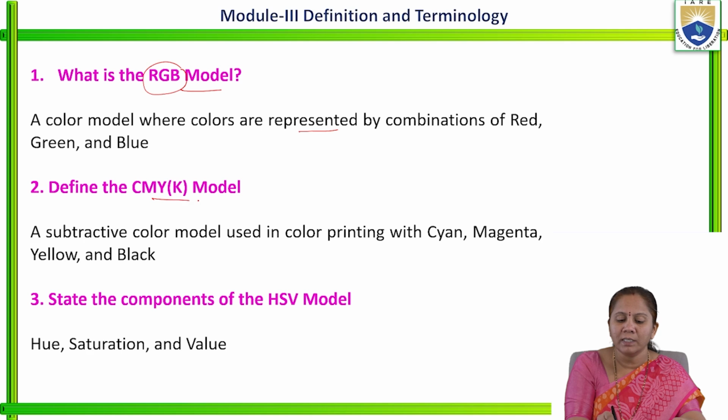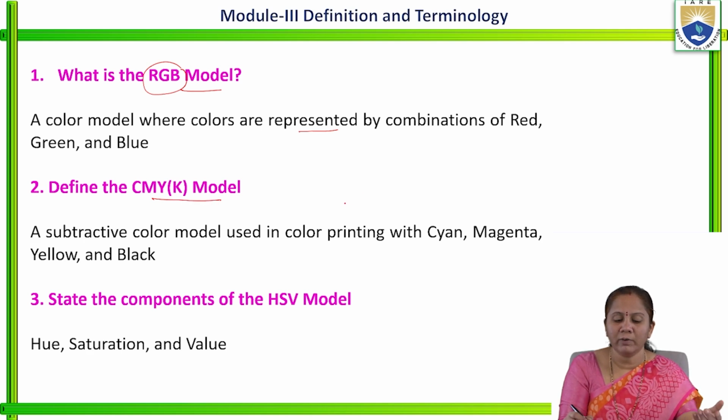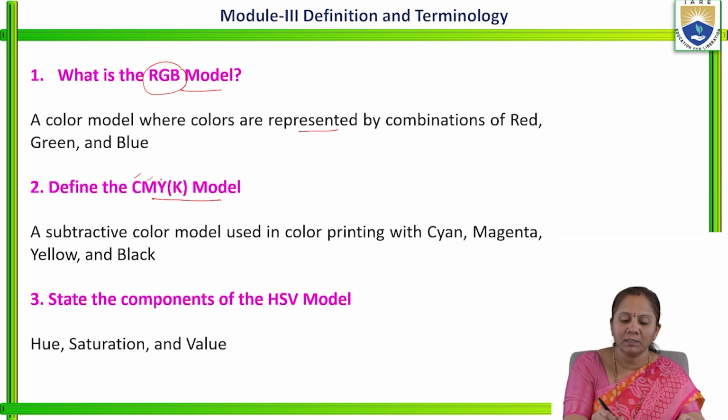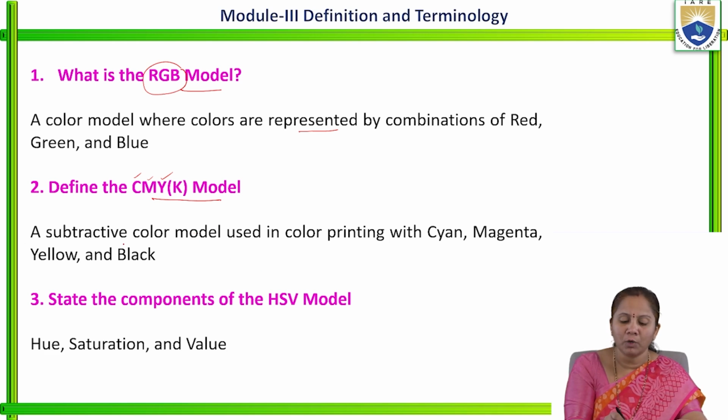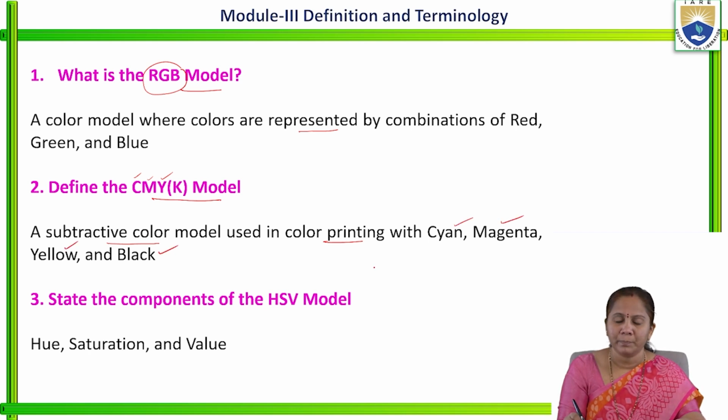And define the CMYK model. CMY is different and CMYK is different. CMY is also one of the color models, which represents cyan, magenta and yellow. Another color model is the CMYK color model, which includes, along with cyan, magenta and yellow, one more color, which is black. The CMYK color model is called the subtractive color model, and it is used in color printing. So this color model includes the colors cyan, magenta, yellow and black.